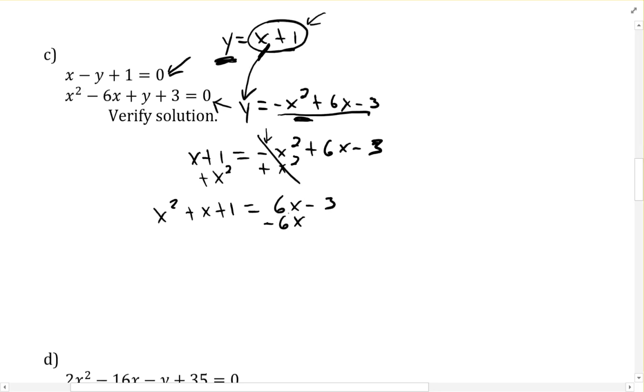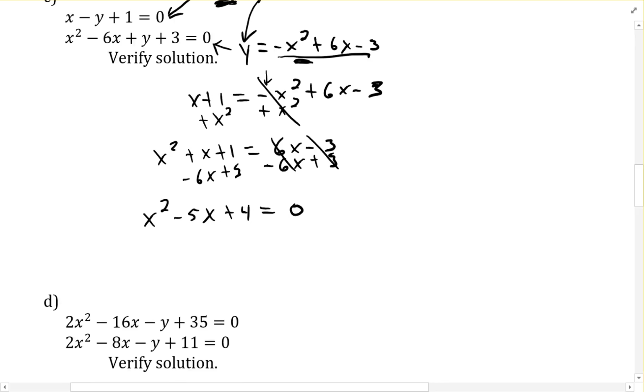Let's subtract 6x and add 3 at the same time. So plus 6x. Oh, no, minus 6x. Whoop. And add 3. So I end up with x squared, now negative 5x and then positive 4 is equal to 0. Okay, we can factor this.